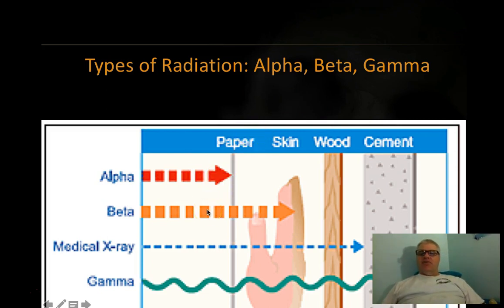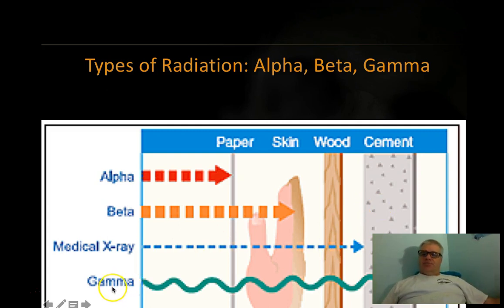Beta is another kind of radiation, and it's a little more penetrating. It will go through and into your skin. It will cause burns. It will go through paper or clothing, that kind of stuff, and has a little more penetrating ability. Then we see what medical x-rays are like. They can penetrate through obviously your flesh but not your bones. That's how you can see things on medical x-rays. They can go through wood but not really through cement.